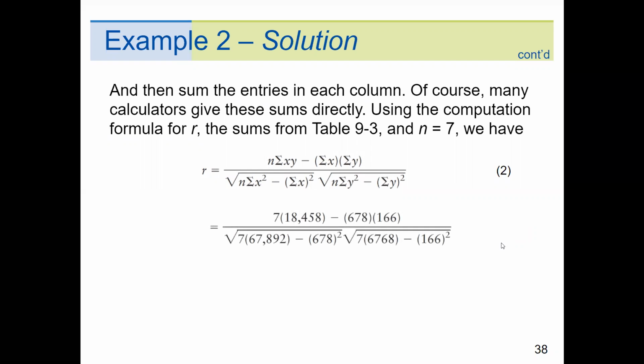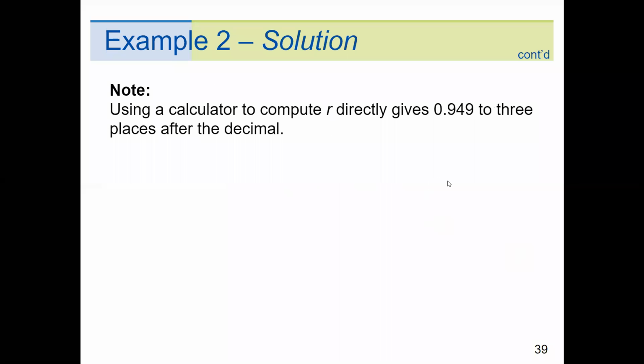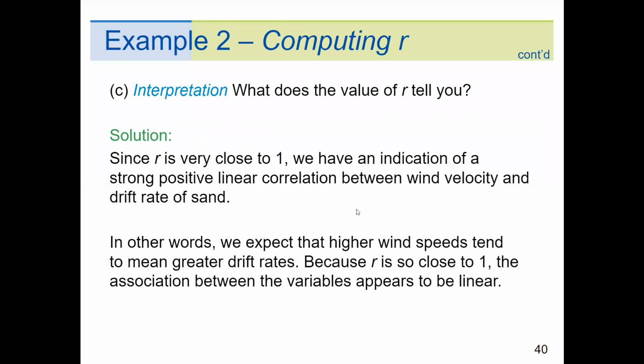And here they're working it all out for you. So R is positive and it's about 0.949. I would recommend working this problem out before you go to your homework, but that is up to you. Note, using a calculator to compute R directly gives you 0.949 to 3 places after the decimal. Interpretation: what does the value of R tell you?